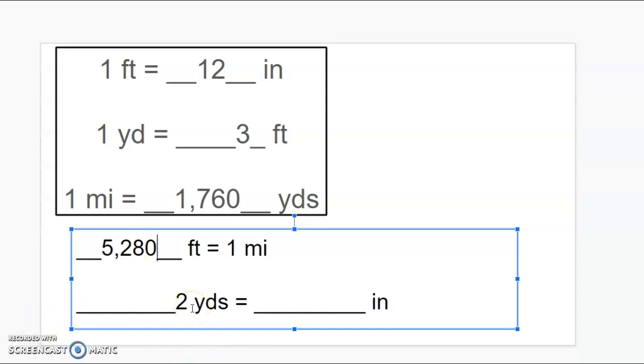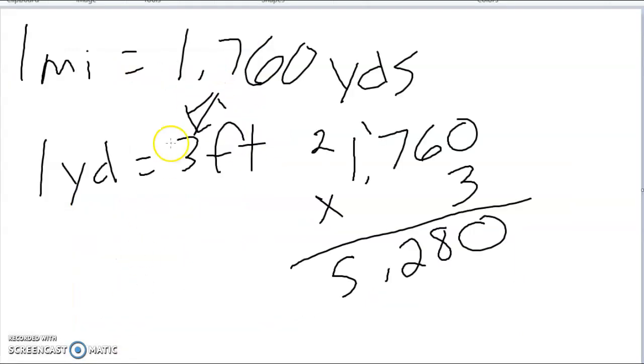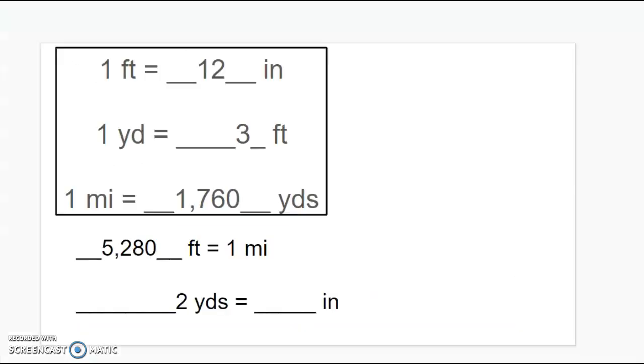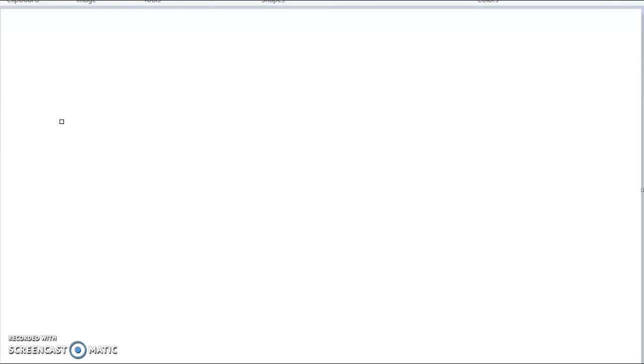Okay, same thing with this. We have 2 yards equals how many inches? Well, I know that 1 foot equals 12 inches. And there are 3 feet in a yard. I forgot how to clear all of it, sorry. So we're going to do 12 times 3, because we're trying to find out how many inches are in 1 yard. So 1 yard equals blank inches.